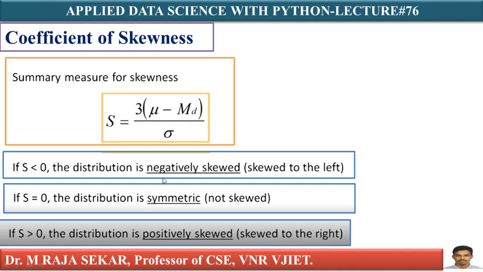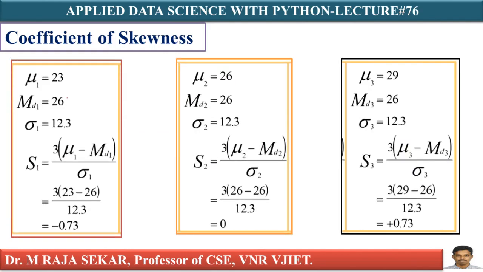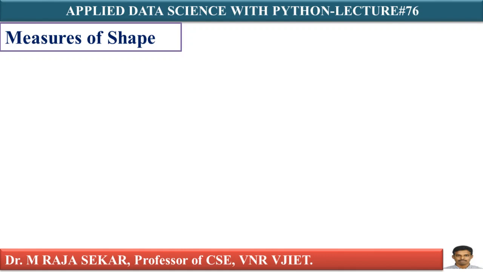If S is less than 0, it is negatively skewed. We just discussed one simple numerical example. Depending on the S value, I can say whether it is positively skewed, negatively skewed, or not skewed. Not skewed in the sense that it is a symmetric distribution, isn't it?